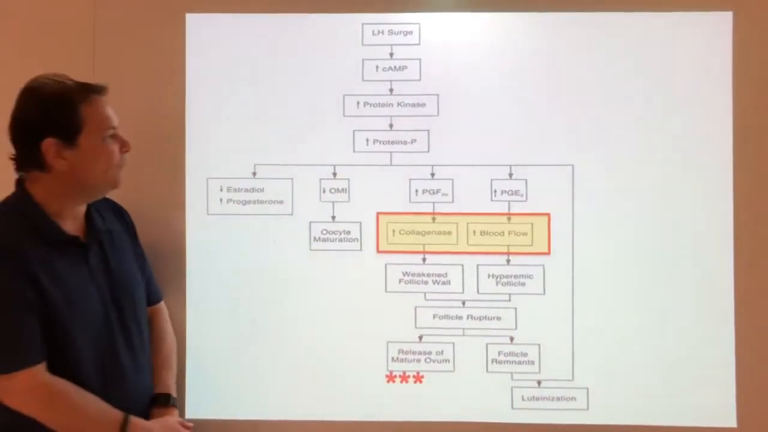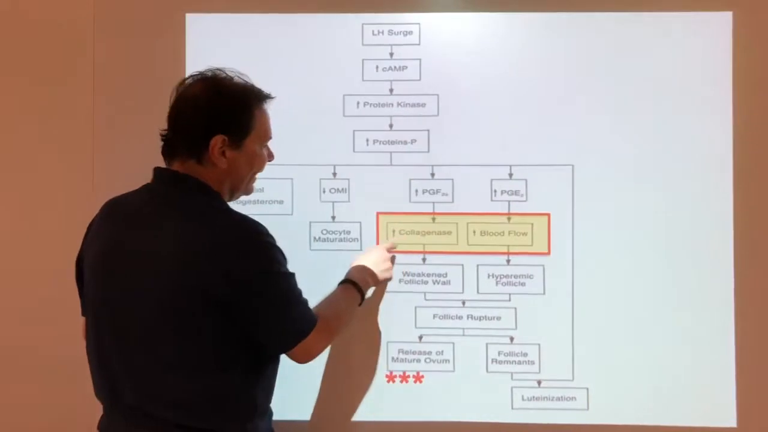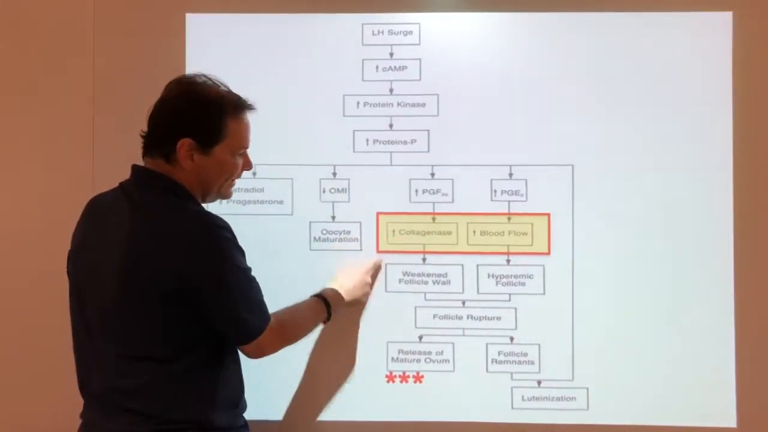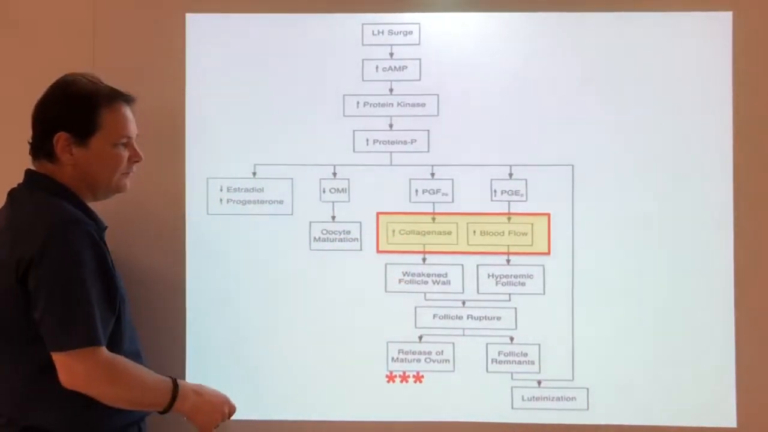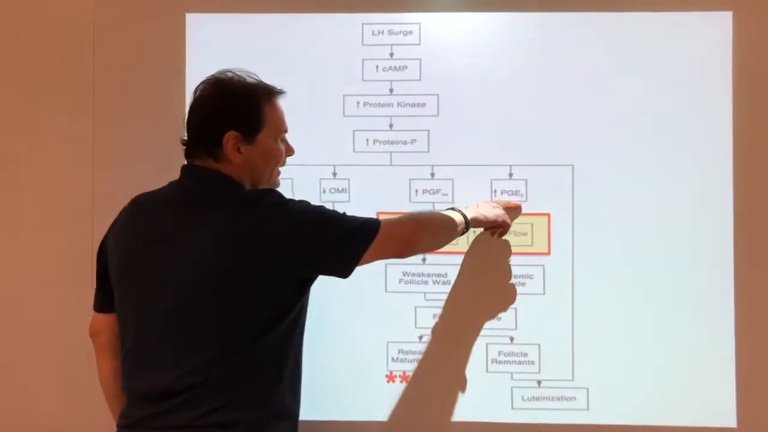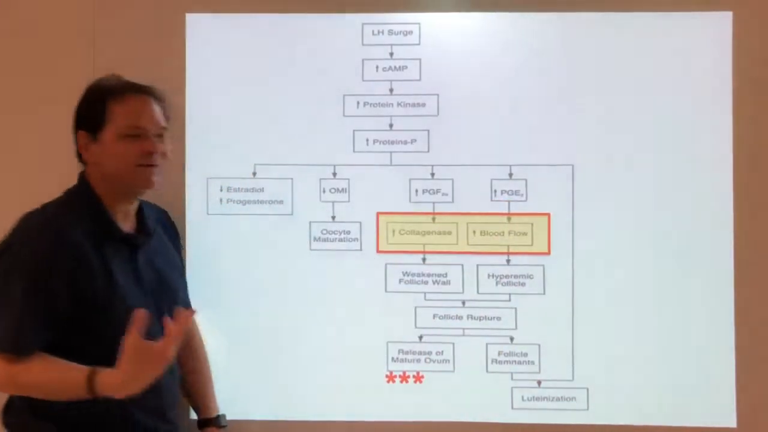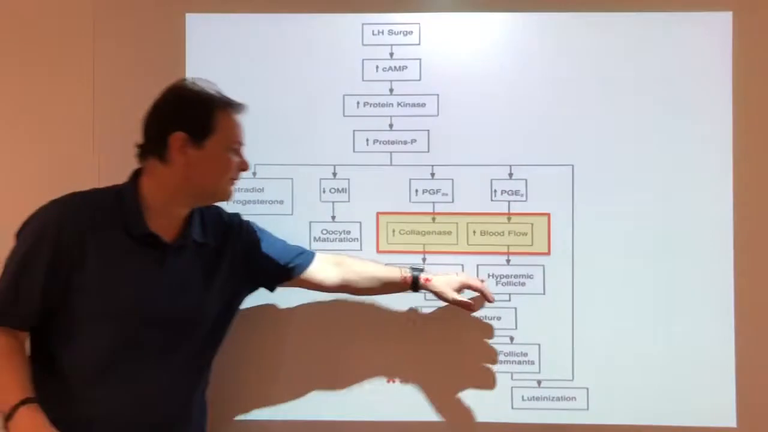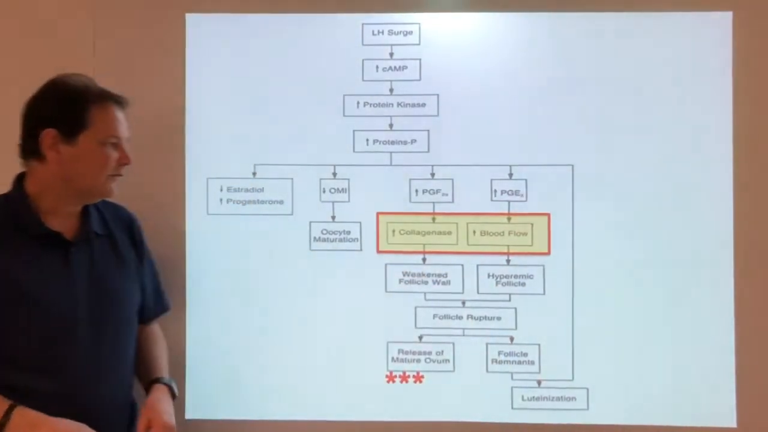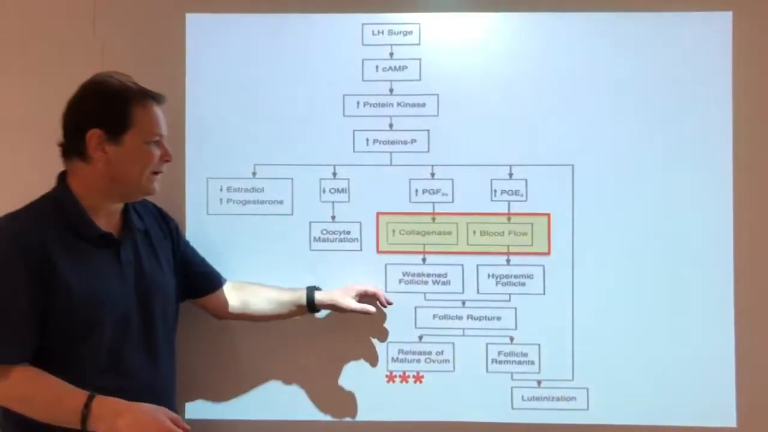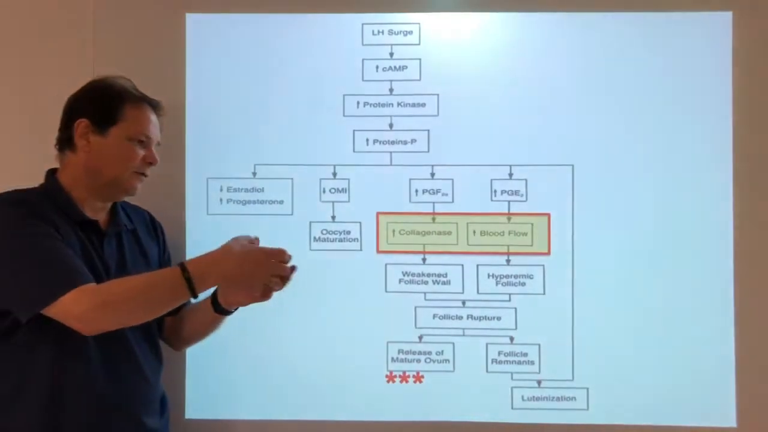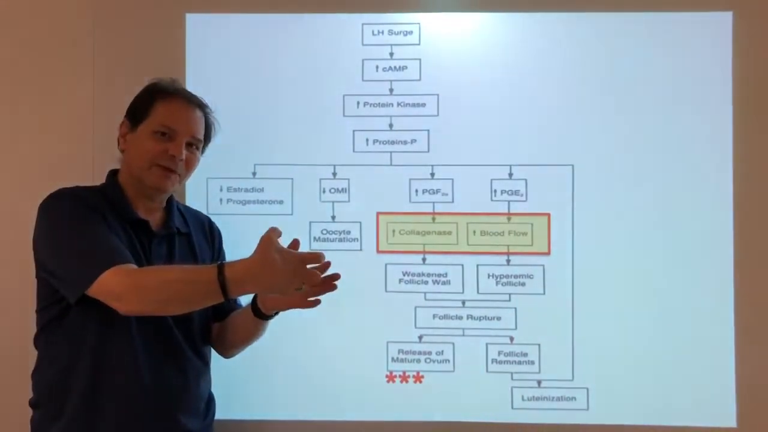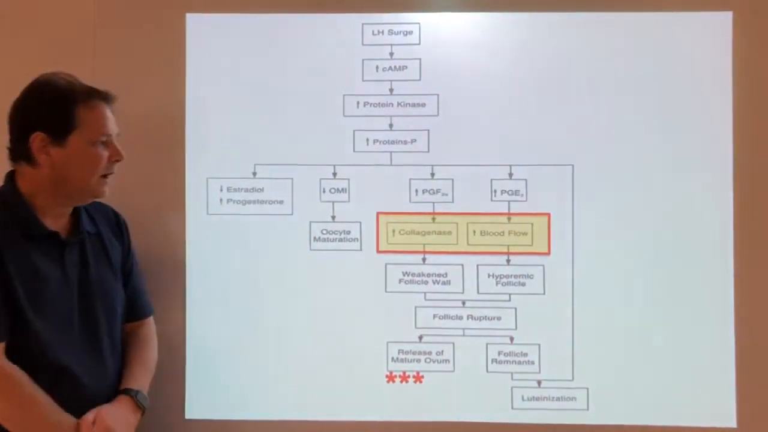At the same time, we have the increased prostaglandins, which are increasing collagenase, which is going to weaken your follicular wall. And the increased PGE2 is increasing blood flow, which is causing the follicle to swell. So we get this swelling with the weakened wall, and the follicle literally protrudes out of the ovary.